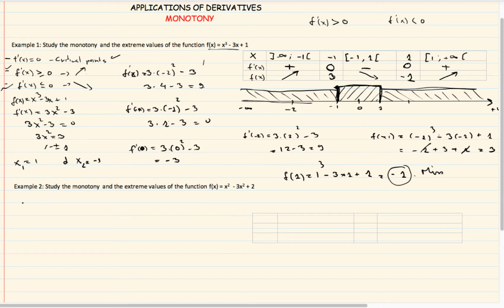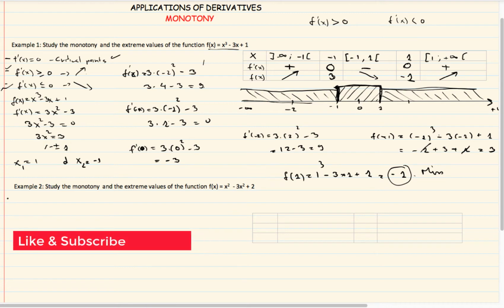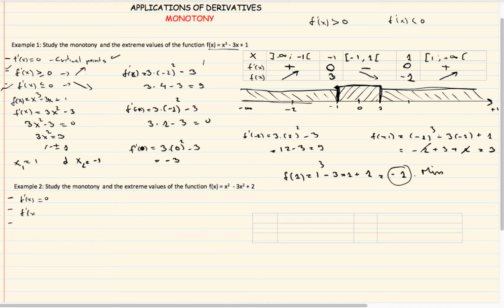So to find the monotony, or to study this function, find the monotony and the extreme values, we have to go through three propositions. The first one is f dash of x should be equal to 0. If f dash of x is greater than 0, then the function is increasing, and if f dash of x is less than 0, then our function is decreasing. So first we have to check all these propositions one by one and going downwards.